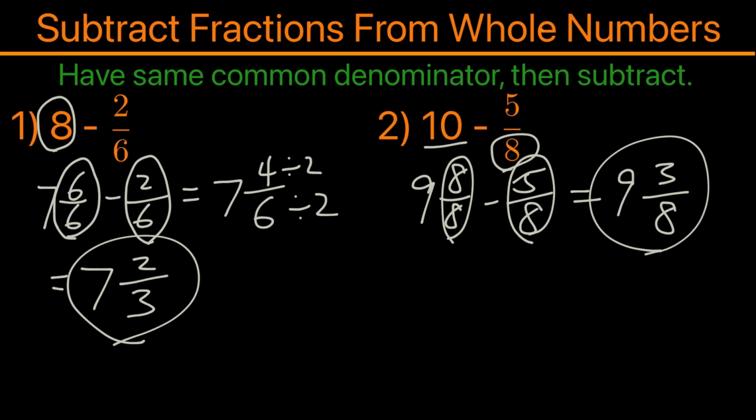So these two are examples of how you would subtract fractions from a whole number. You need to first make sure that you have the same common denominator and then subtract. And you can do so by converting the entire whole number to an improper fraction and then proceed with the subtraction. Or you can first convert the whole number to a mixed number, then proceed with the subtraction. Either way, the answer will come out the same.